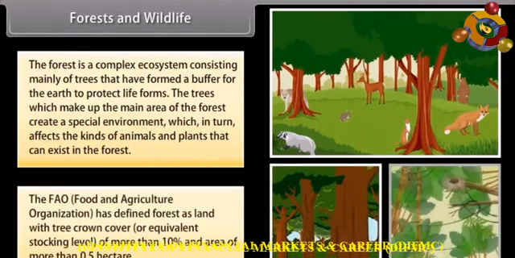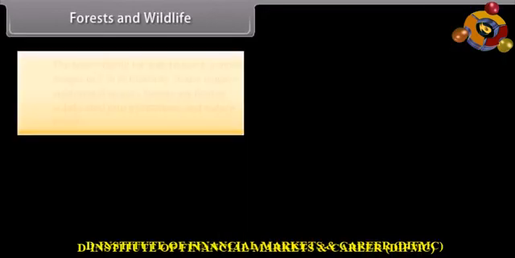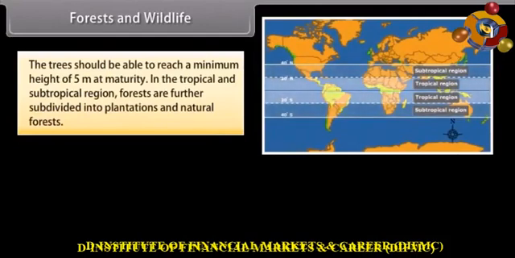The FAO, Food and Agriculture Organization, has defined forest as land with tree crown cover or equivalent stocking level of more than 10% and area of more than 0.5 hectare. The trees should be able to reach a minimum height of 5 meters at maturity. In the tropical and subtropical region, forests are further subdivided into plantations and natural forests.